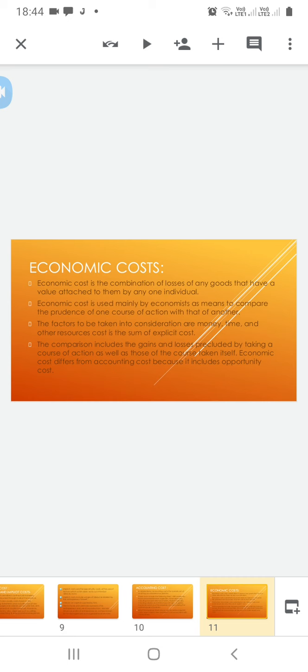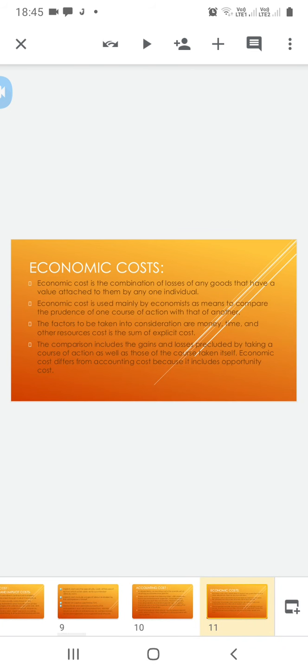Economic cost. Economic cost is the fixed and variable cost.